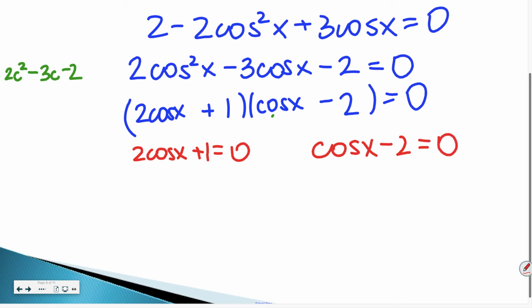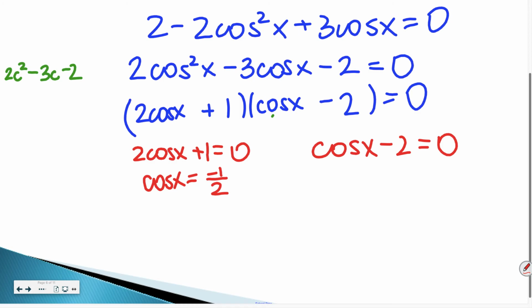Right? Okay. So let's start with this. Now we have like 2 problems in one to solve. Okay, let's start with this one over here. We could subtract over that 1 and then divide by 2. So we have the cosine of x equals negative 1/2. That's wonderful. We like that. Okay, we know that that's a unit circle value.